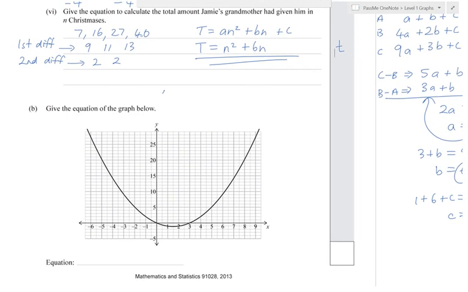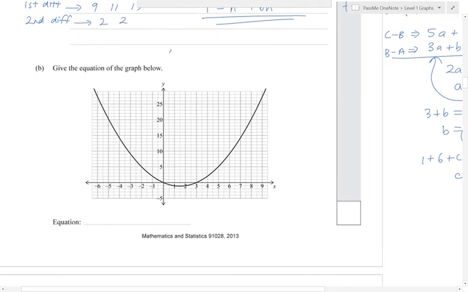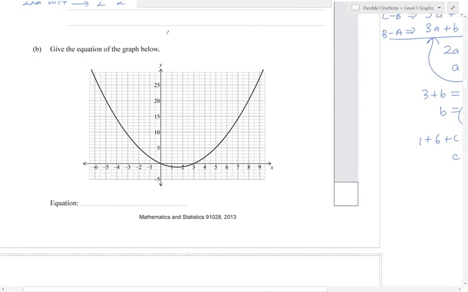Okay, question B, give the equation for the graph below. Okay, we'll start with the intercepts here. So I've got 1 at 0 and 1 at 3. So that means it's going to be y equals something times x minus 3. So I've got to work out what that something is. And so to do that, we're going to pick a point that we can easily read. So it looks here like it passes through 5, 5.